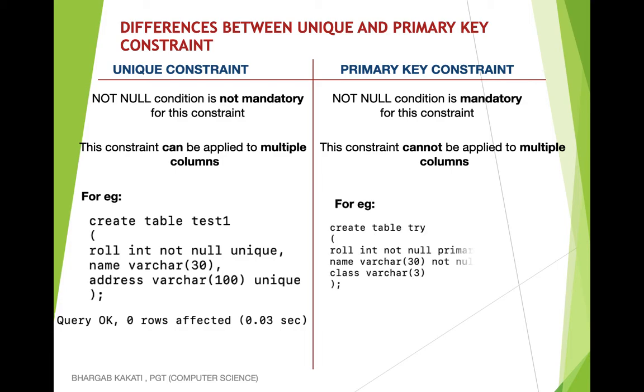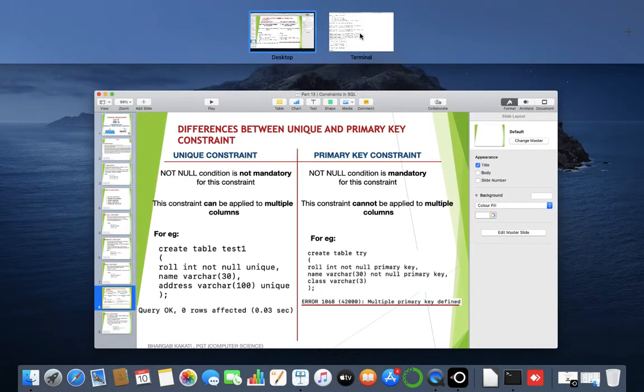But if I try to create a table with two primary keys, just pay attention to the table here. In the roll number column I have made it primary key, and the name column also I am trying to make primary key. If I try to do so, I'll get an error. Read the error. The error says multiple primary key defined. So you have to put only one column as the primary key. Let me show you this with an example.